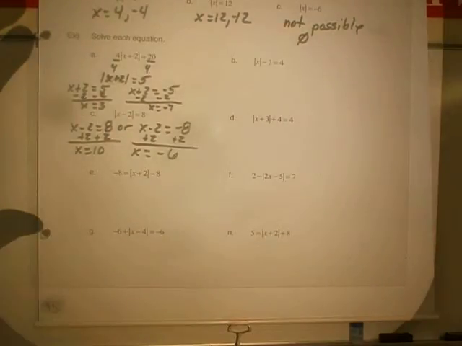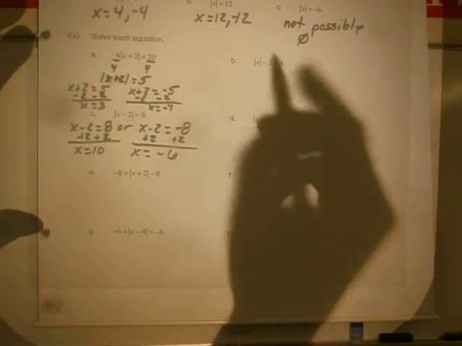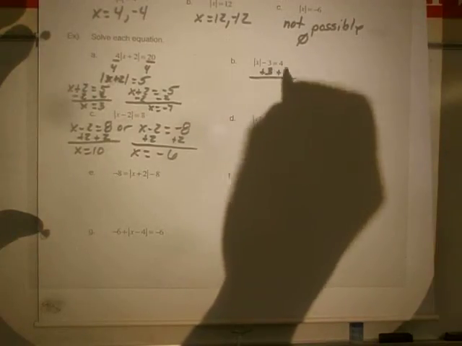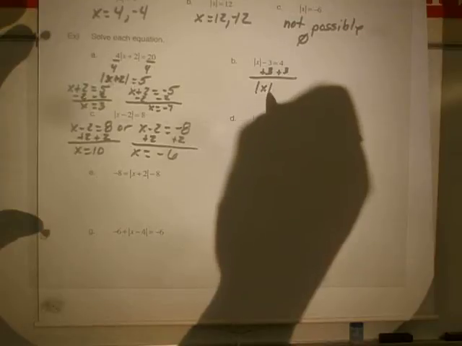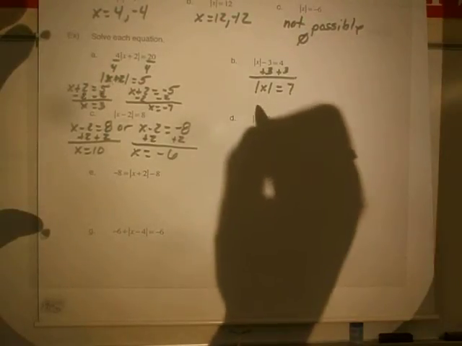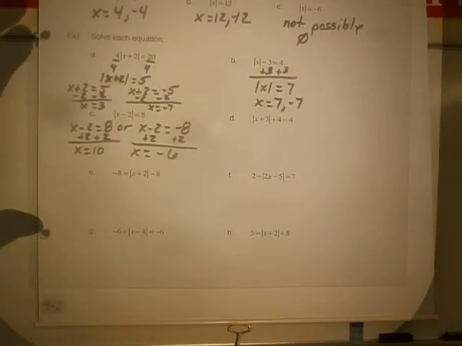Now let's go back to example B. We're kind of skipping around here. Absolute value of x, subtract 3 equals 4. We need to get rid of this subtract 3 first of all. We're going to add 3 to both sides, and you have the absolute value of x equals 7. Two possible answers here, two possible numbers that can go in there, and that would be a 7 or a negative 7.